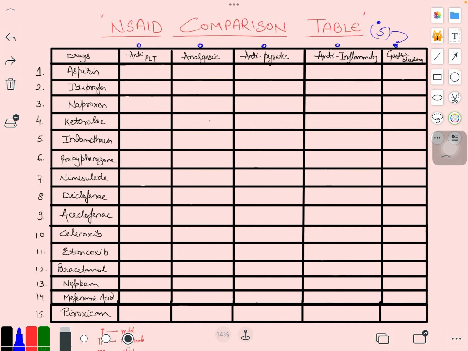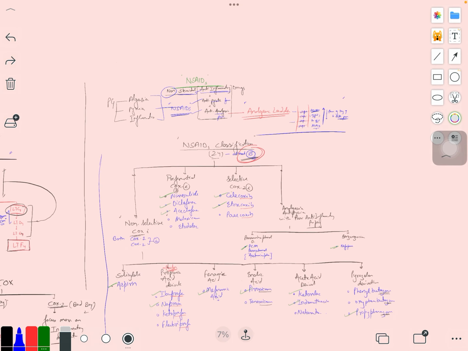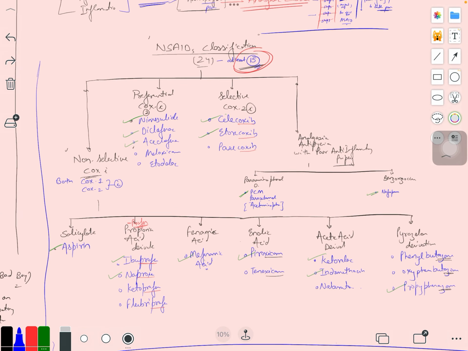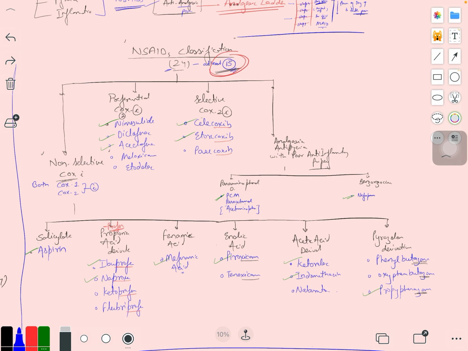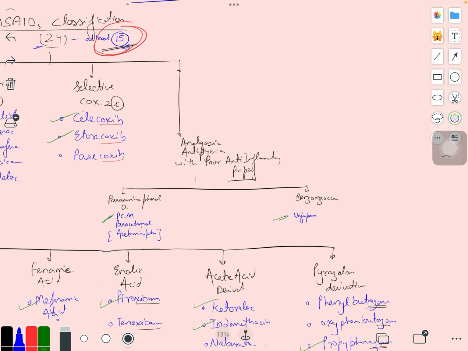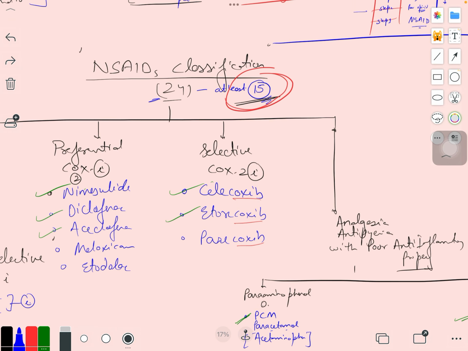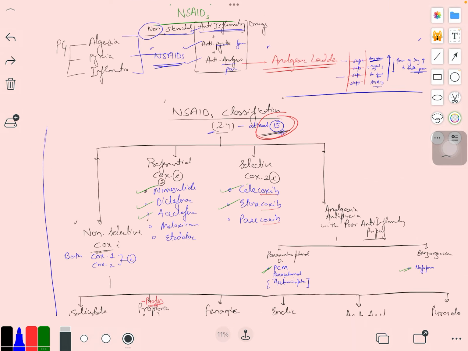We have already discussed the classification of NSAIDs. There were about different classes. About 24 drugs are classified under the NSAID classification, depending on whether it is a non-selective type, selective type, preferential type, or the analgesic antipyretic with poor anti-inflammatory property. Out of these 24, we need to remember at least 15, right?